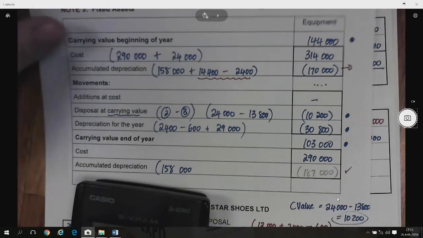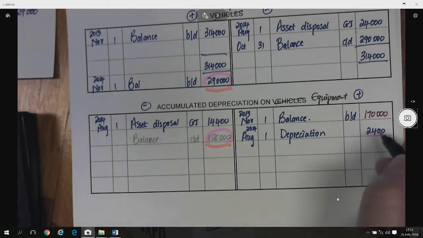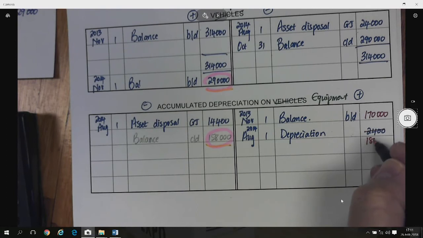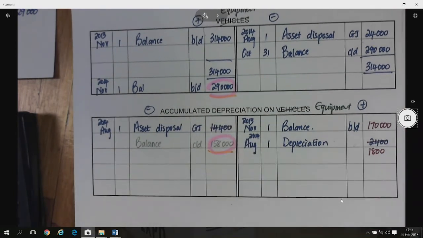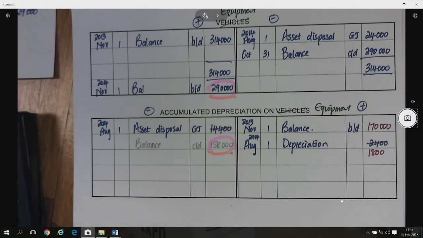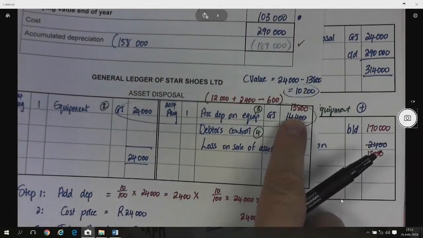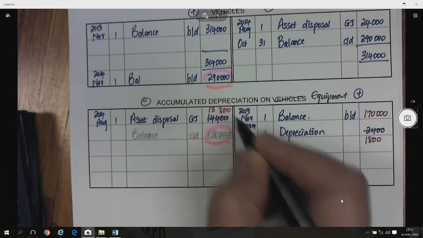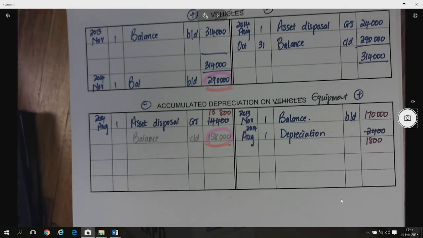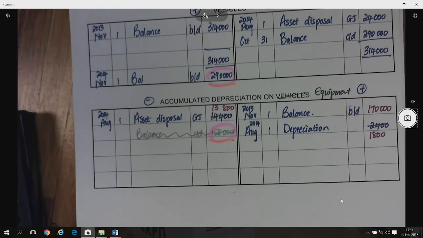Let's go back to our account. Okay, this was wrong. It was supposed to be 1,800. If that is wrong, the 14,400 was wrong. Remember, 600 Rand less than that. Can you remember? 13,800 goes to asset disposal. We ignore this now because we are going to calculate our own balance. We show the new depreciation.